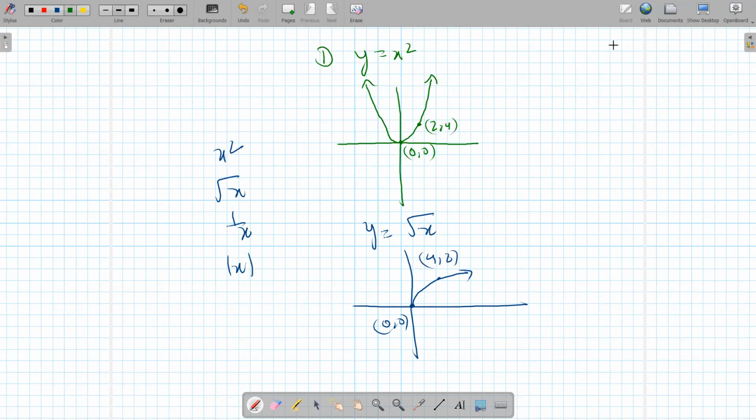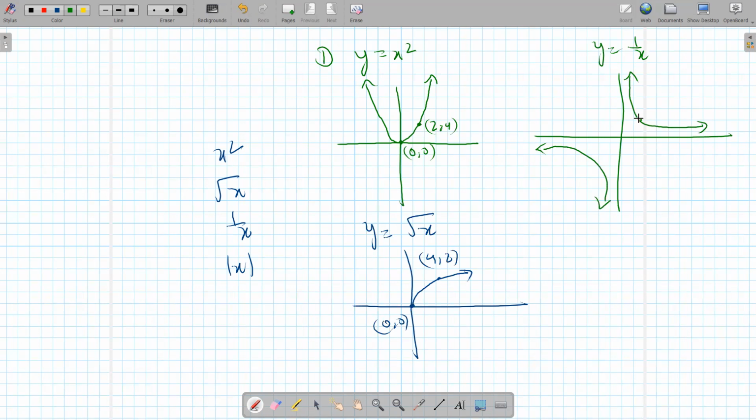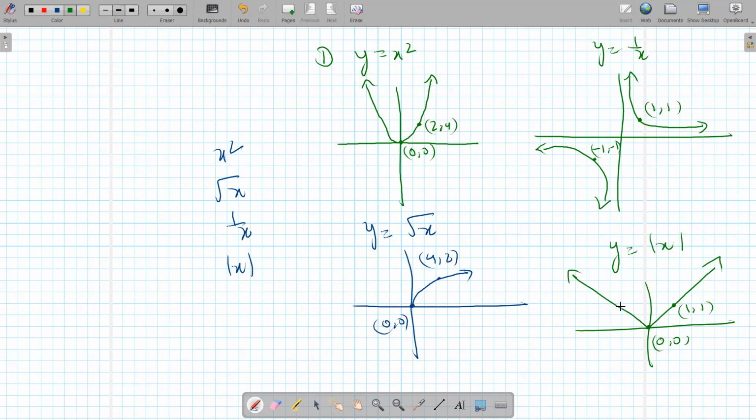The third one is y equals 1 over x. It looks like this. Points are going to be (1, 1) and (-1, -1). The last one, y equals the absolute value of x, looks like a V at the origin. The central point is (0, 0) at the origin here, and another point could be (1, 1). And that's it for question 1.